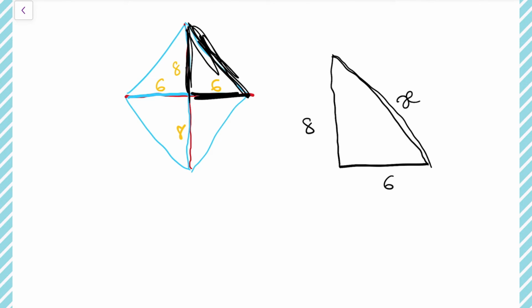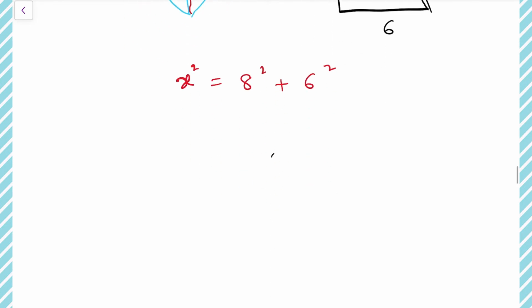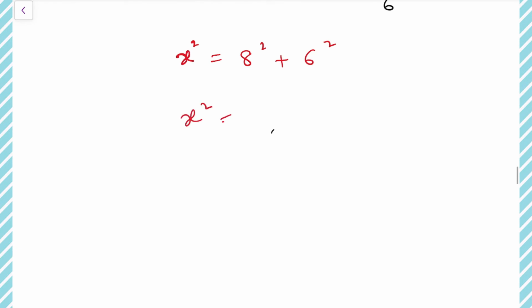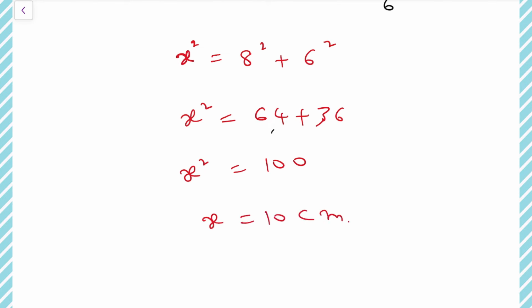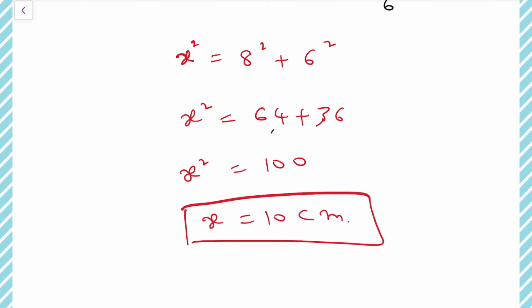So this is a right angle triangle, so let us apply the Pythagoras theorem. Hypotenuse square equals to first side square plus second side square. So x square equals to 8 square 64 plus 6 square 36. 64 plus 36, 100. X square is 100. Then what will be the x value? It is 10 centimeter. So the side of the rhombus is 10 centimeters.